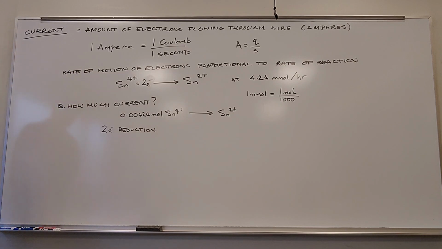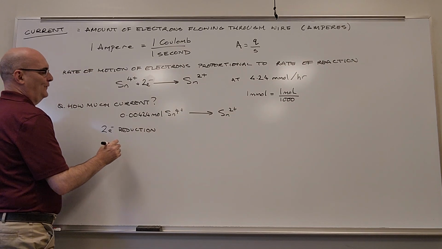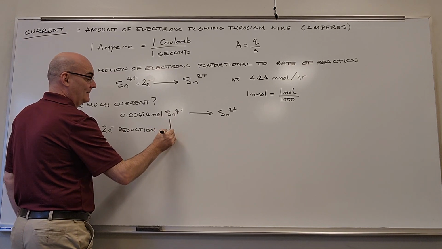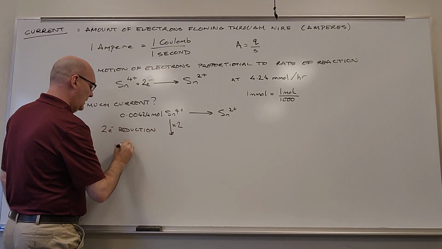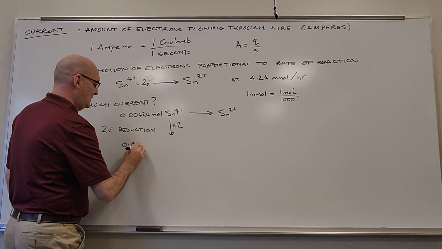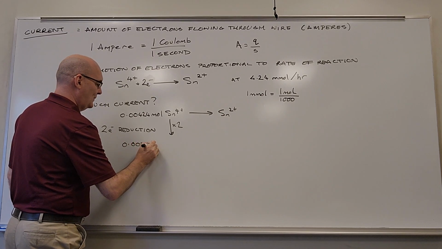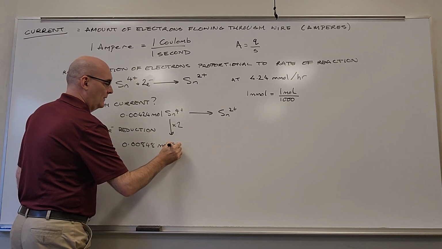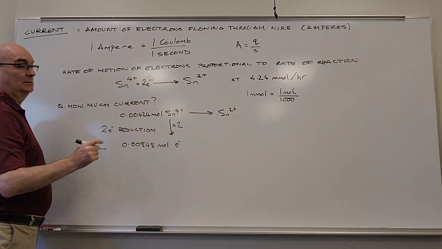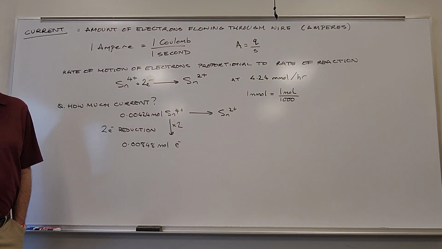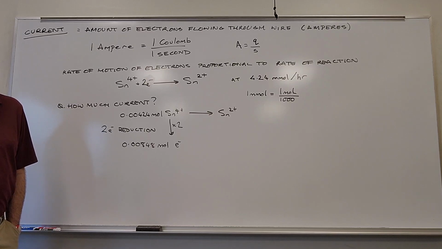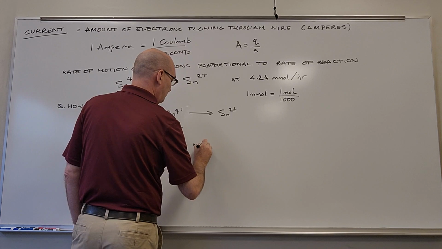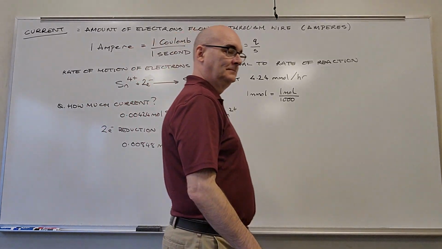So for every 0.0424 moles of tin, I get 0.00848 moles of electrons. Exchange hands, they move. Okay.